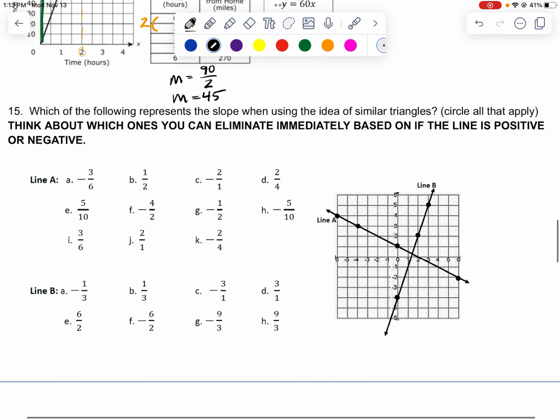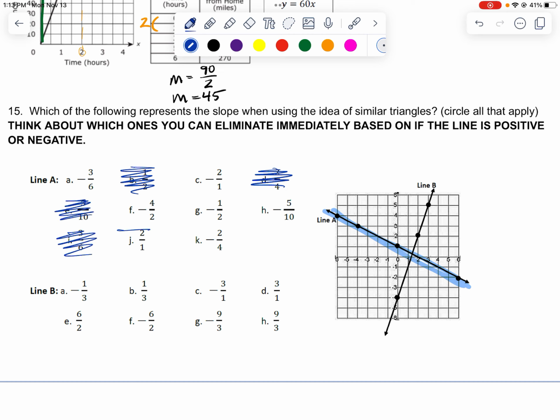Now, which one of the following represents the slope when using the idea of similar triangles? Circle all that apply. Now, here's the big hint. It says, think about which ones you can eliminate immediately based on if the line is positive or negative. So if I look at line A, I'm going to highlight it right here. This is line A. That is a negative slope. So the very first thing that I'm going to do right here is get rid of all the positives. So this is a positive, this is a positive, this is a positive, this is a positive. So automatically, I got rid of those.